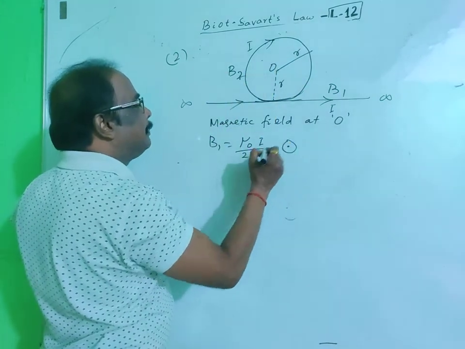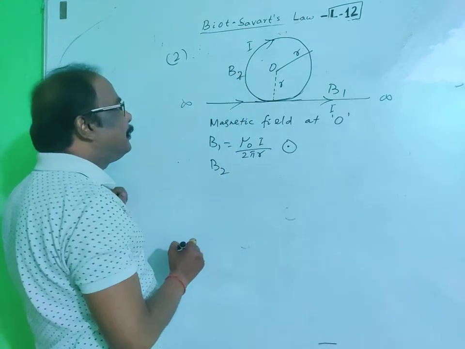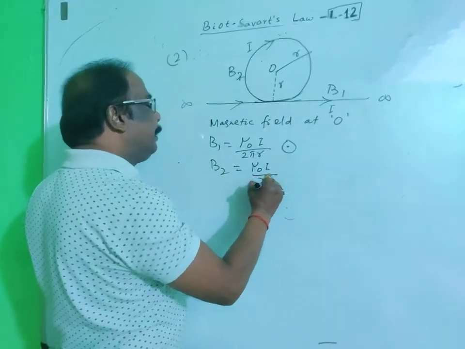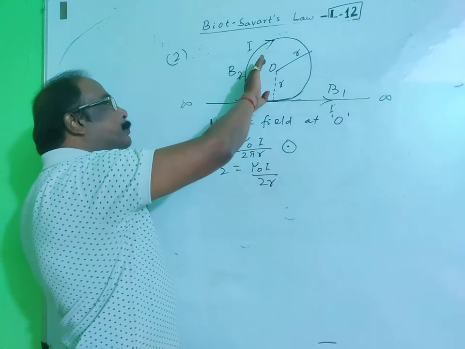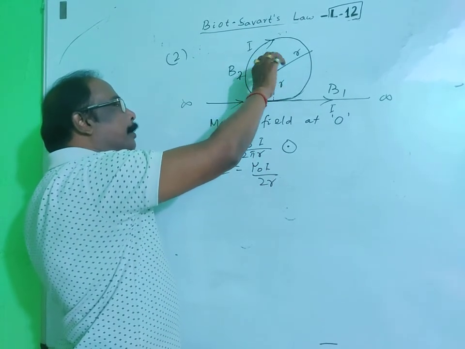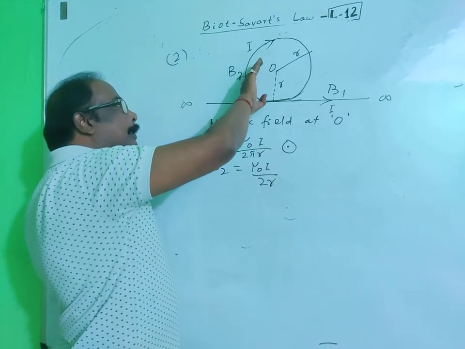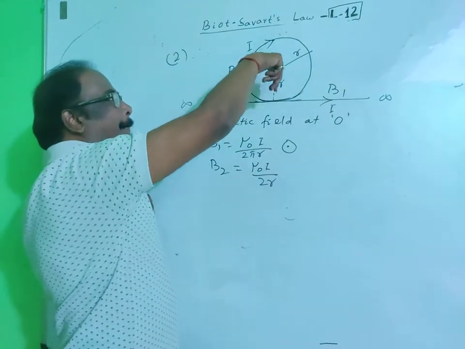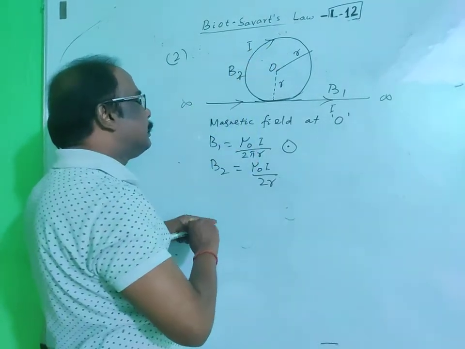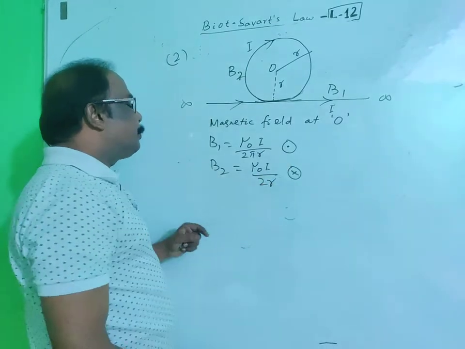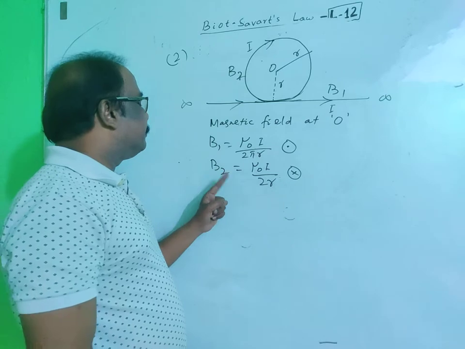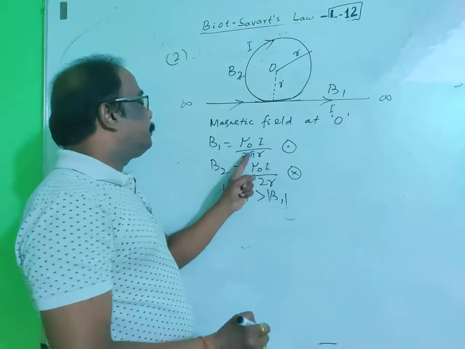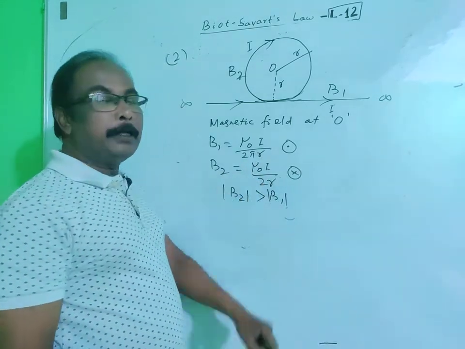okay, simple turn, then it is outward. And the magnetic field due to the circle, B2, is mu naught I by 2r. For the direction, see, current is flowing in clockwise order, O is at the center, turn your finger in clockwise order, and the erect thumb is inward. Means this is cross field. So if you compare B1 and B2, the magnitude of B2 is greater than B1. This is 2 pi r, this is 2r. So obviously B2 is greater than B1.